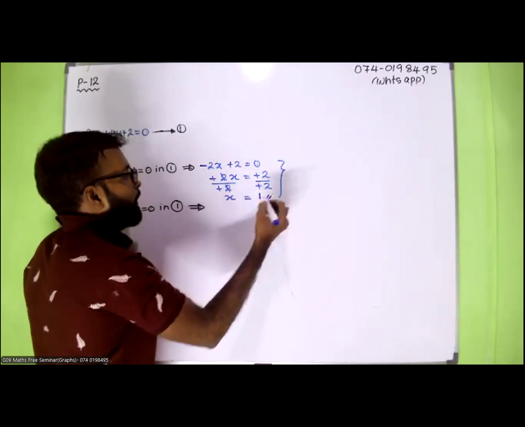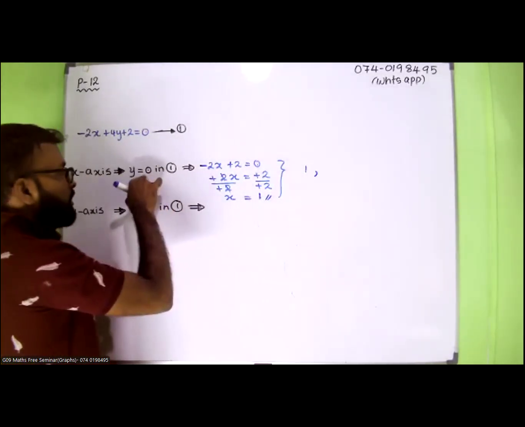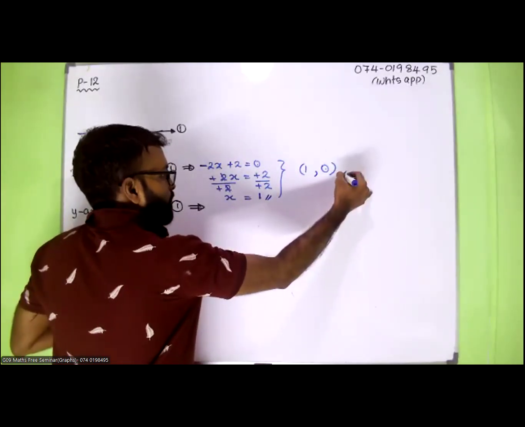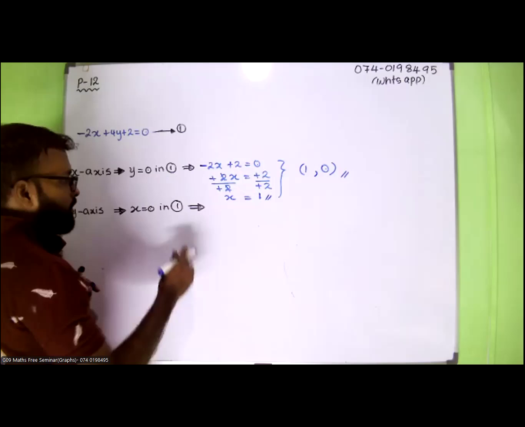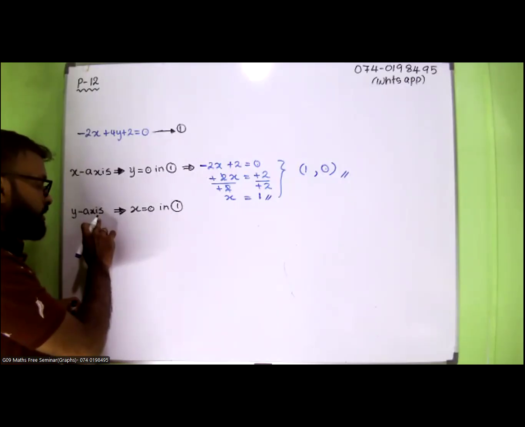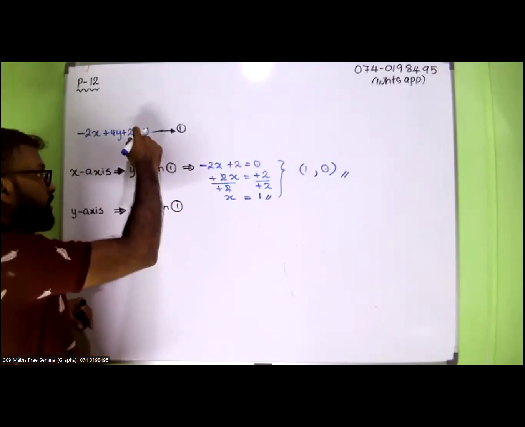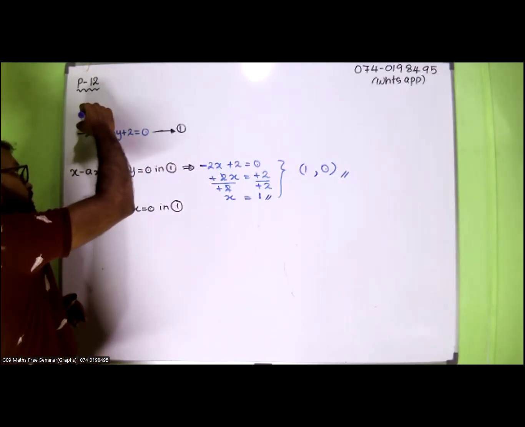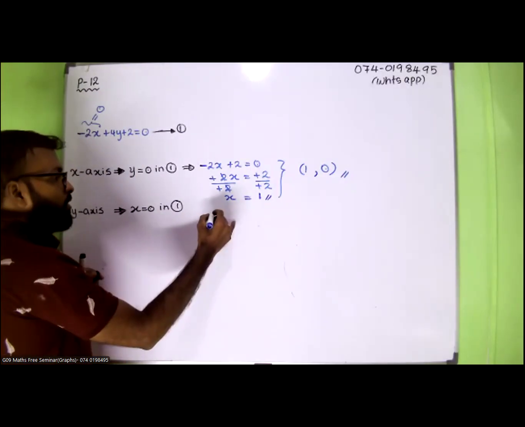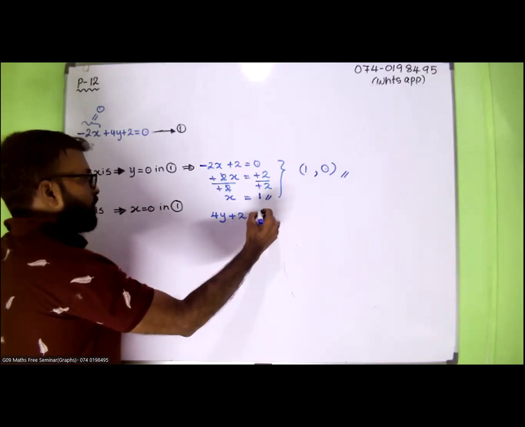So I can write that the x coordinate is 1 where the y coordinate is 0. Now I am going to find the intersection point with the y-axis. Then I need to substitute x equals 0 in equation 1. If I substitute x equals 0, this term becomes 0, so I have 4y plus 2 equals 0.